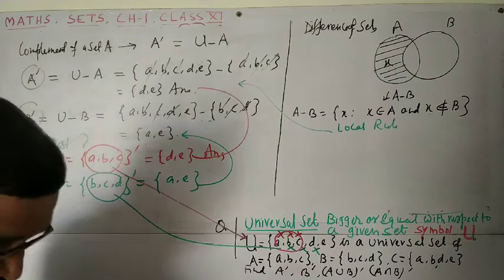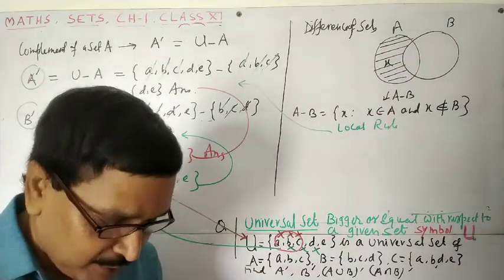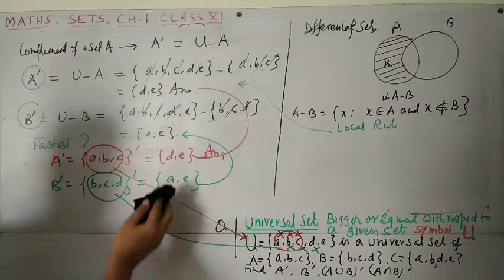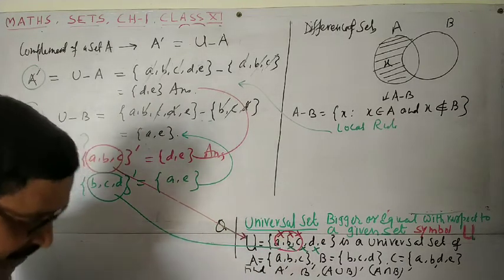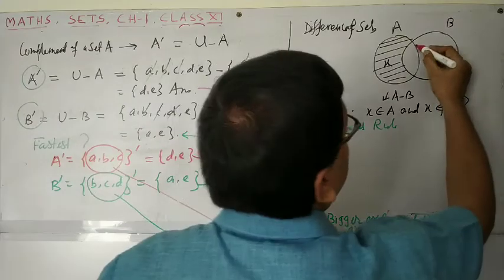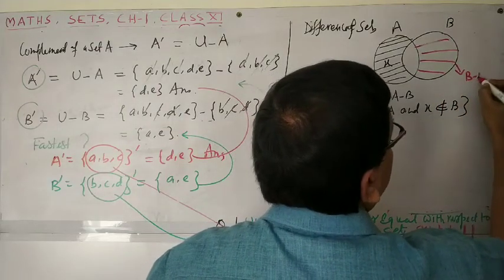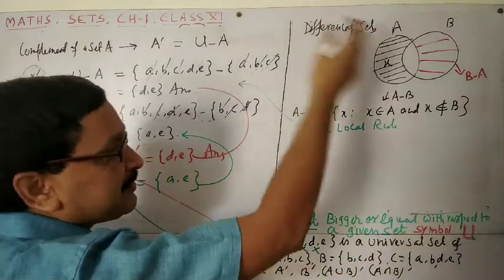So why not we will use the fastest technique? The fastest rule you will be expected to use in future. Now likewise, this portion is called B minus A. This is called B minus A. From B, A is fully out.